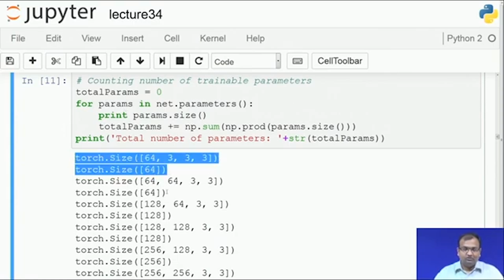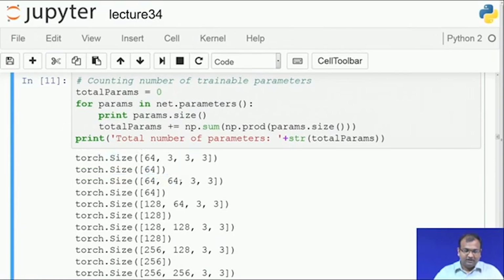My second convolution layer has an input depth, or number of channels, of 64. The spatial span is still 3 and 3. So this becomes 64 into 3 into 3, and I have 64 such unique kernels. That makes it 64 into 64 into 3 into 3, and I have one bias associated with each of these kernels. So that makes it 64 additional biases, and this is what is added.